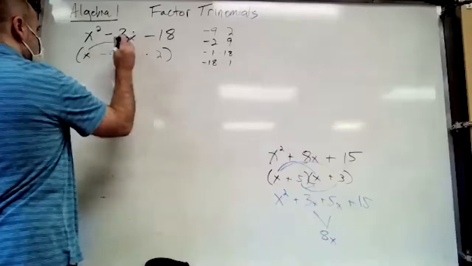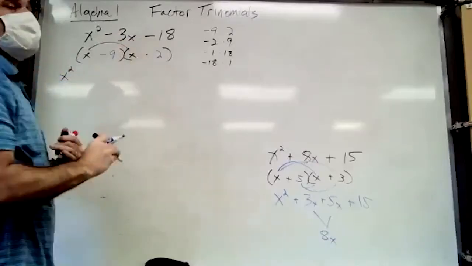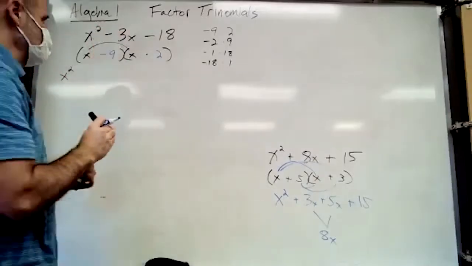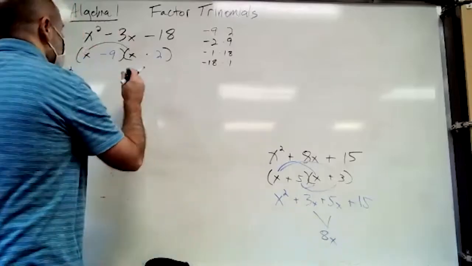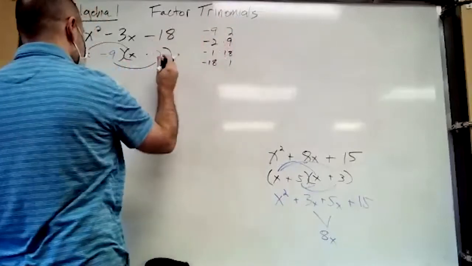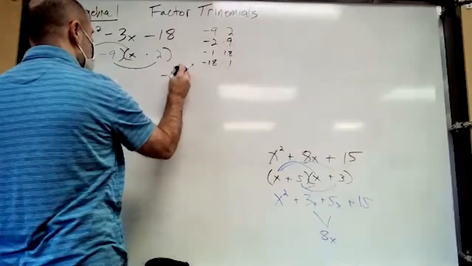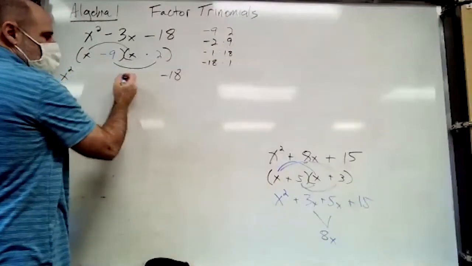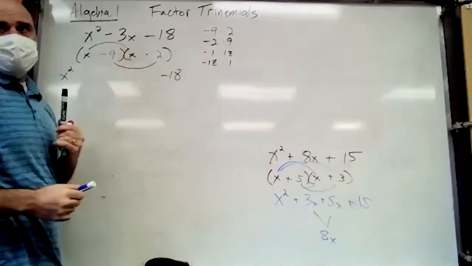FOIL it out. You knew you were going to get x squared, so you don't really need to do the first times the first, because you already know that's going to be x squared. And you already know this one, because that's why it's in this list. That's what equals negative 18. So you already know these things. What you're trying to figure out is if these two middle terms are going to combine to negative 3.